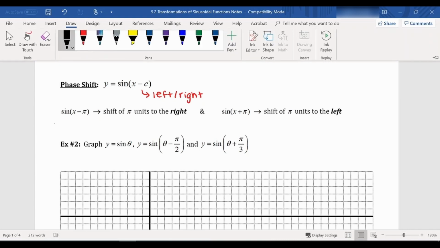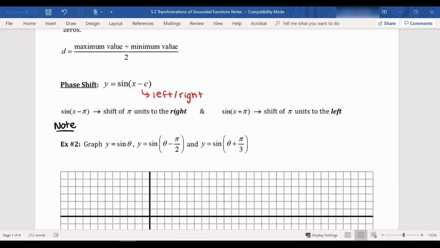And please note, this is not the same as sine x minus pi with no brackets. Sine x minus pi with no brackets would be moving down pi. If you had a plus, it would be moving up. So the brackets are really key to tell you that you're moving left or right.